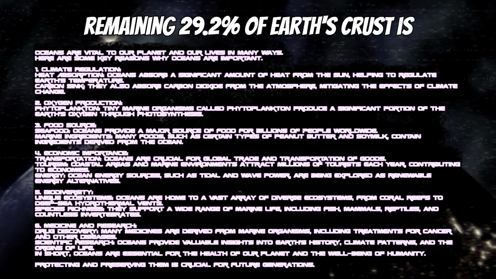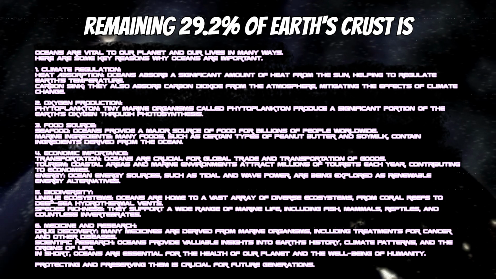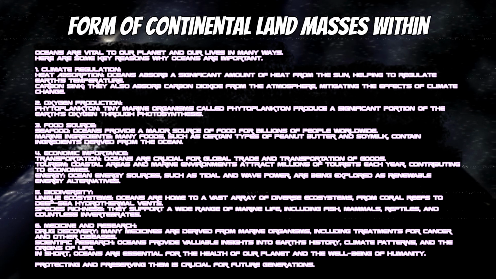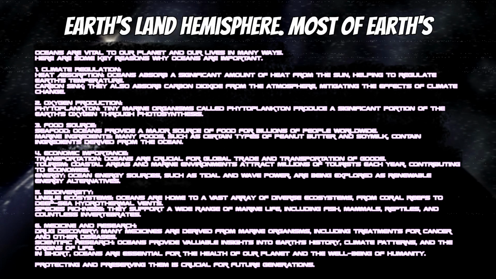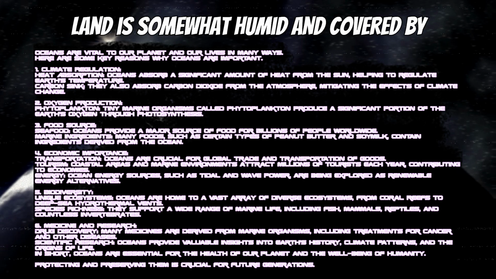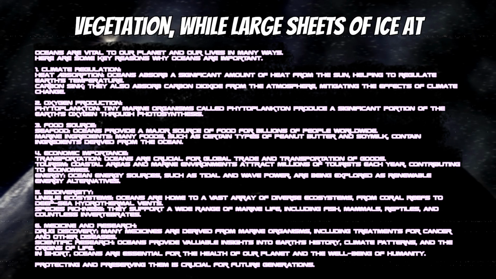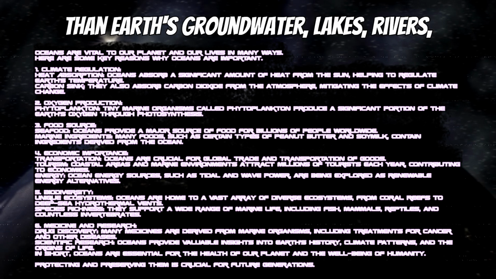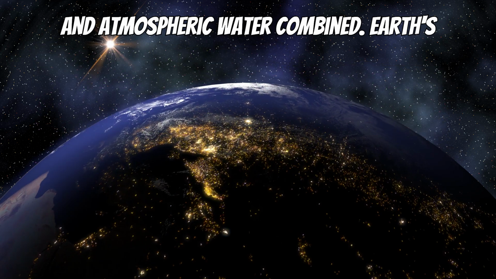The remaining 29.2% of Earth's crust is land, most of which is located in the form of continental land masses within Earth's land hemisphere. Most of Earth's land is somewhat humid and covered by vegetation, while large sheets of ice at Earth's polar deserts retain more water than Earth's groundwater, lakes, rivers, and atmospheric water combined.